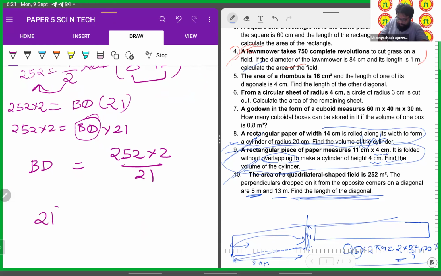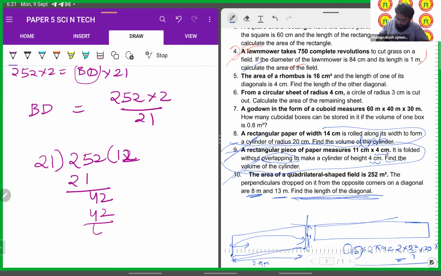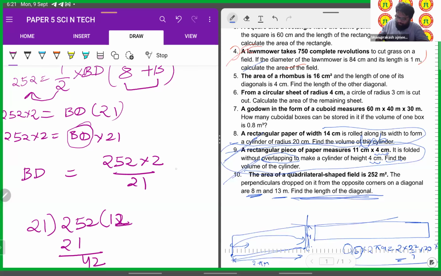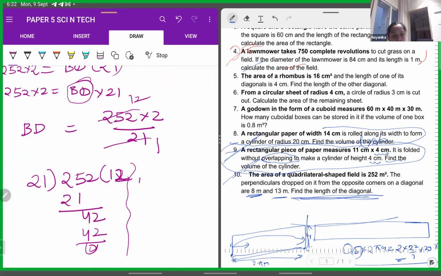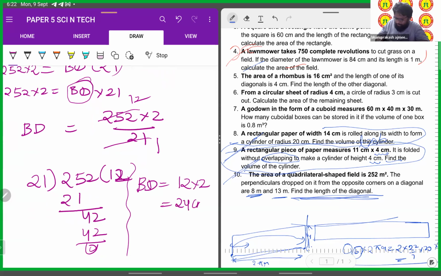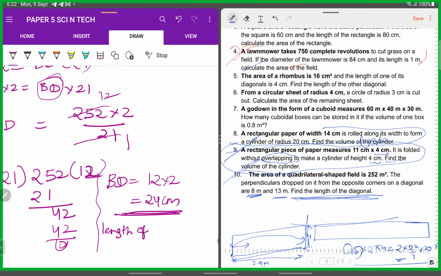Let me check, is there any divisibility possible here? 21 ones, 21, 21 twos, 42. So yes, 252 is divisible by 21: 21 twelves. Any confusion till now? So finally, BD will be equal to 12 into 2, so that will be 24 centimeters. Any doubt till now? So what will be the length of the diagonal then? 24 centimeters.